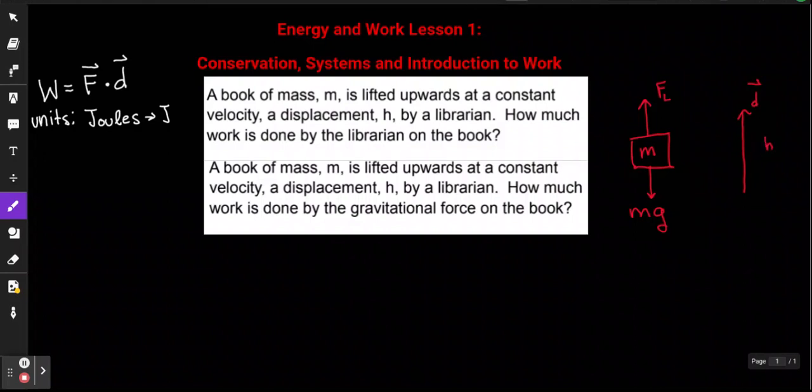Since this is at a constant velocity, we know that the net force is 0, so the force of the librarian is also equivalent to mg, just in the opposite direction. Keep in mind that this is not asking for net force, or net work. If net work was asked, we can simply say it's 0 because net force is 0.